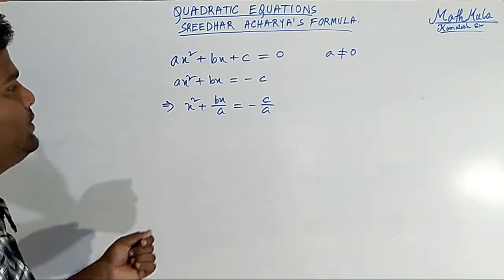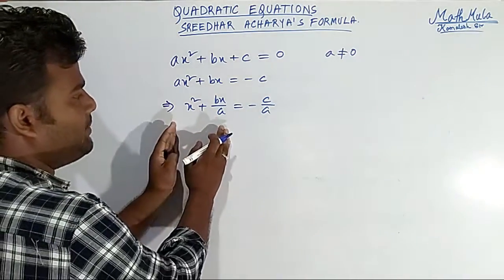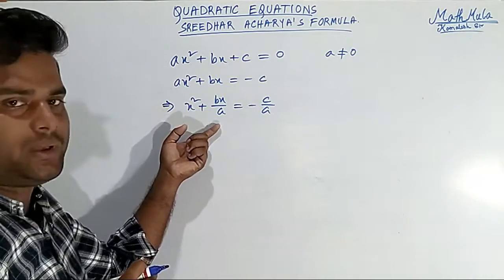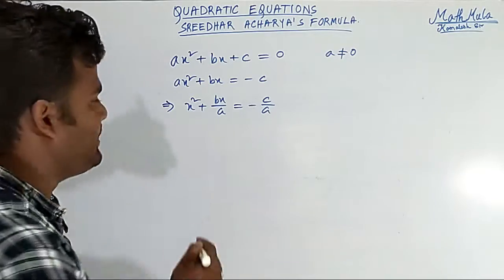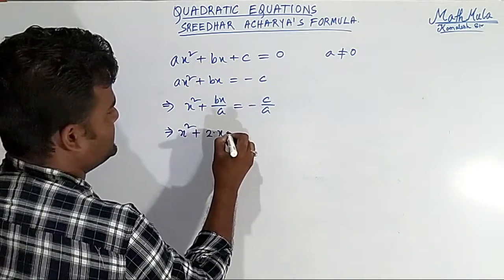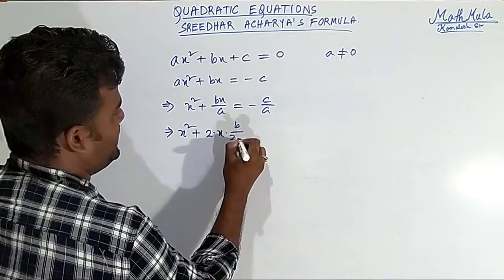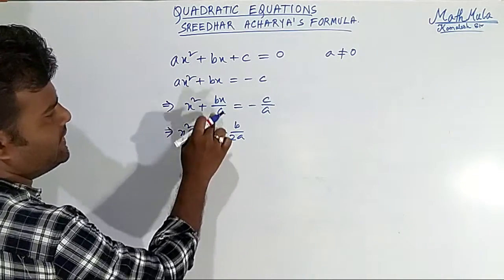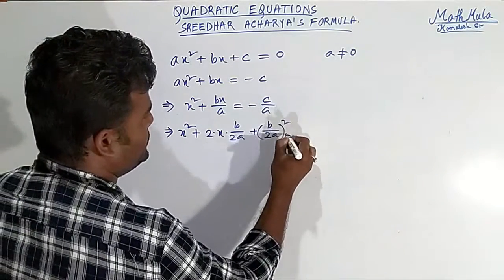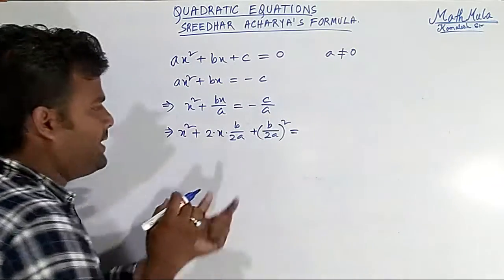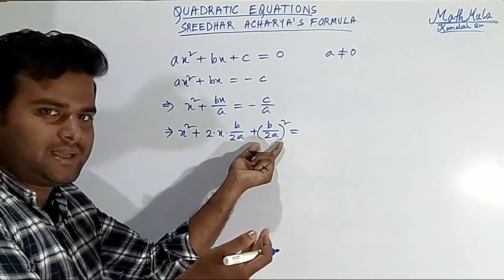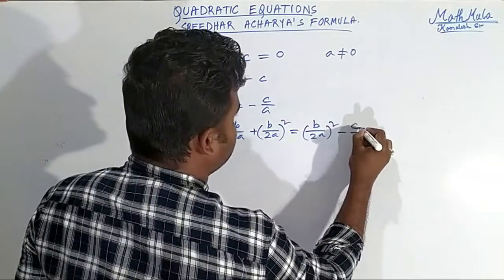Okay. Now we make the complete square of the left hand side. That means there is x squared plus 2ab, so we add just b squared. Now look, x squared plus 2 into x into b by 2a. Then 2 cancels, then we get bx by a. Then plus b by 2a whole square, that is, we add b by 2a whole square on the left side, so we add it also on the right side, minus c by a.